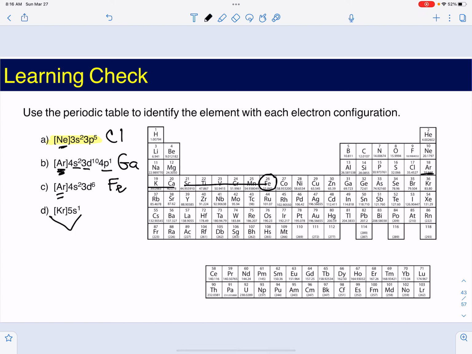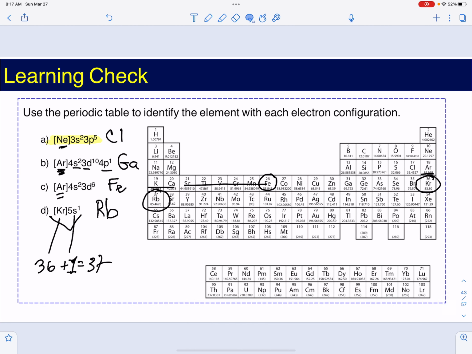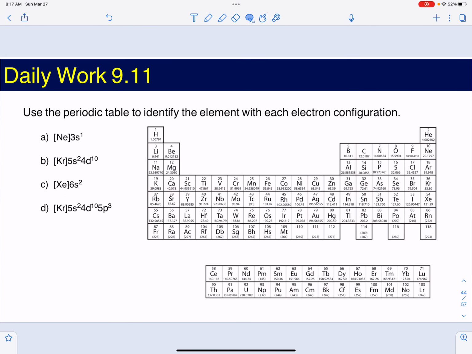Another way you can do it is krypton is 36, and there's one more. So that's 37. So which one is 37? Rubidium. So you can do it by finding the atomic number, using the number on the noble gas, or by just following the periodic table. So we have been practicing this. As we were doing the electron configurations, we were doing that to double check that we were doing it right. So you already have some practice on that, so all you have to do is practice some more.